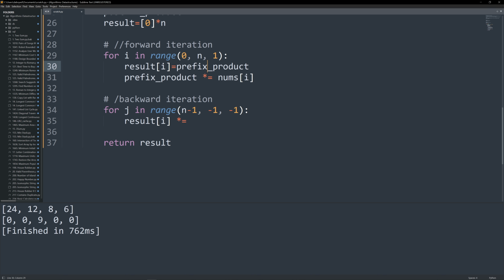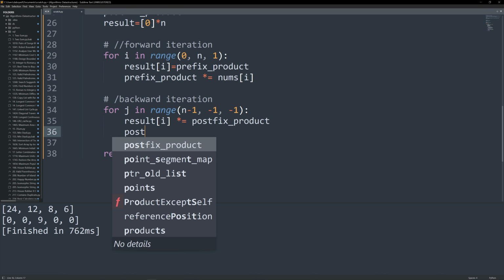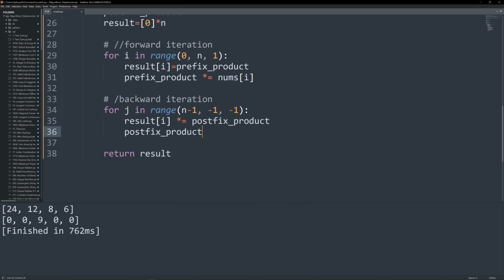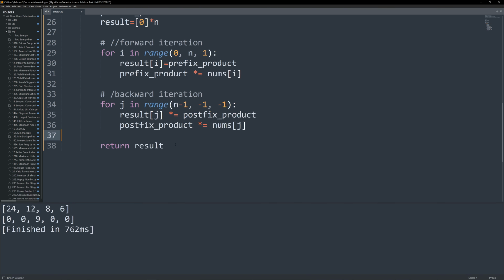So already the result array has the prefix product. Now we need to multiply it with the postfix product, and the postfix product is calculated in the reverse direction, and that would be nums of j. Here it is also j. And this finishes our program.